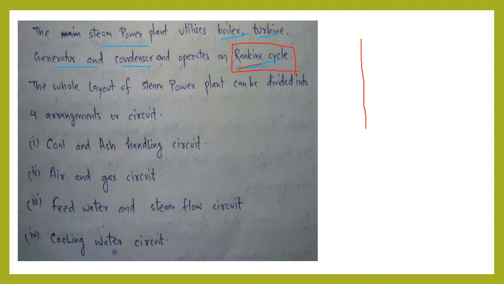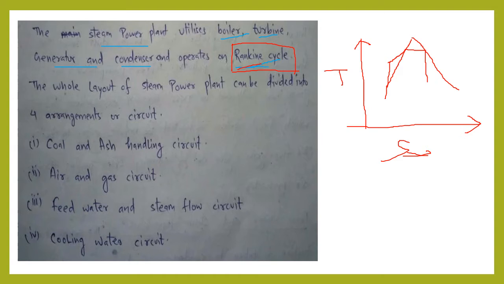I consider this to be the coordinate system. This is T, absolute temperature. This is entropy. So the Rankine cycle will be like this. The block diagram will be like this. It is a vertical line. So this is the simple Rankine cycle on which we have four processes to be carried out.